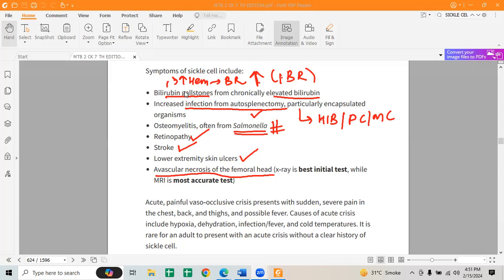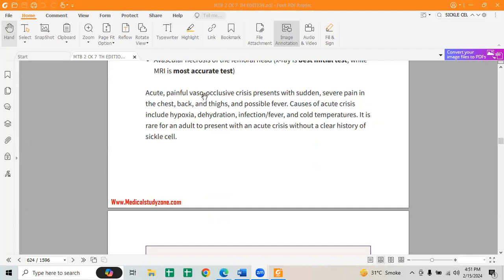Acute painful vaso-occlusive crisis presents with severe pain in the chest, chest syndrome, back and thigh because of vascular insufficiency, and fever. Causes of acute crisis include hypoxia, obviously, dehydration, infection or fever, and cold temperature. It is rare for an adult to present with acute crisis without a clear history of sickle cell. Very rarely does a young patient present with sickle crisis, because they are usually diagnosed at an early age.